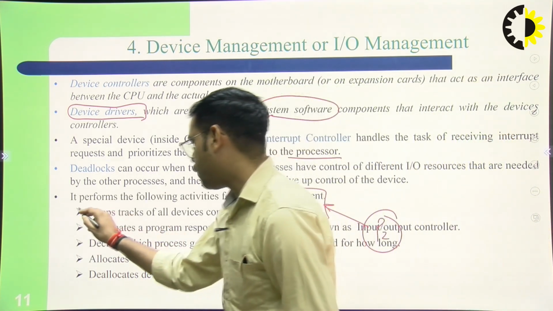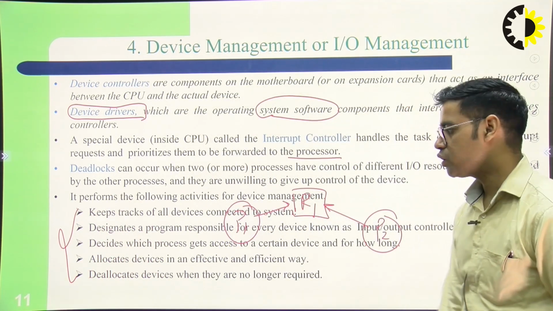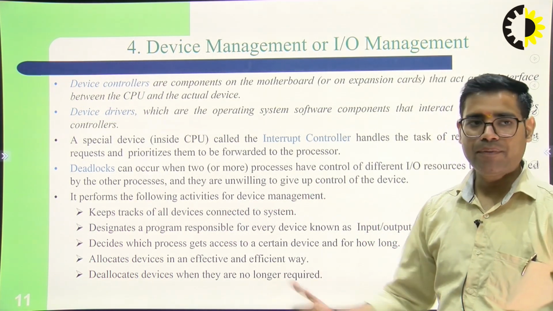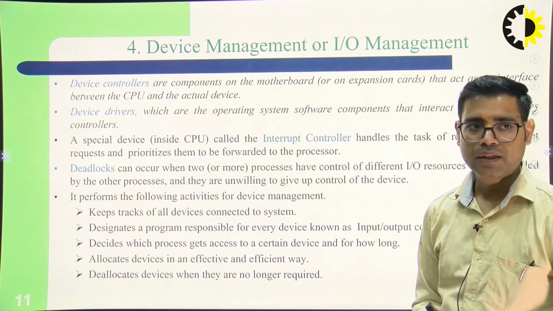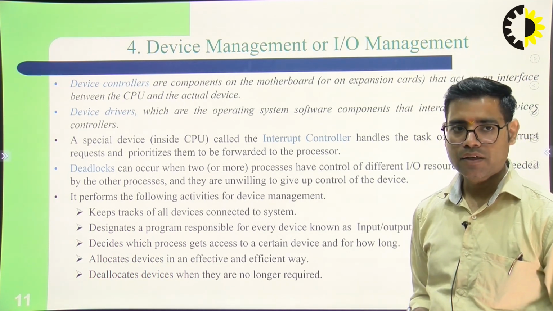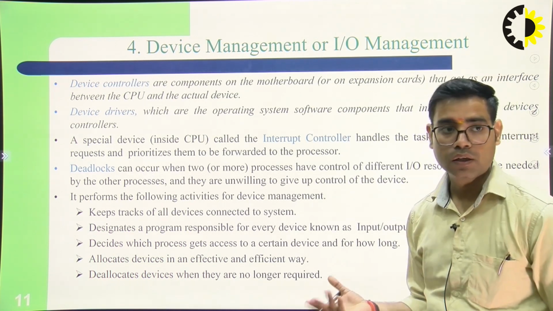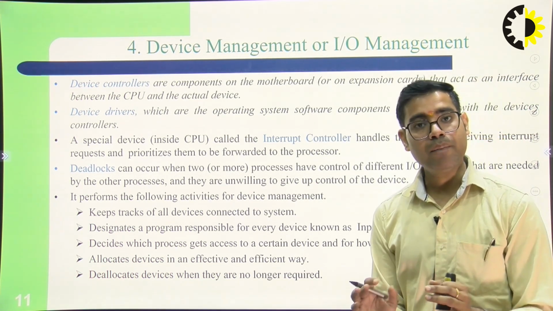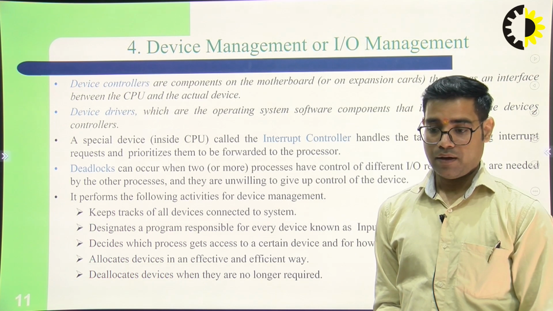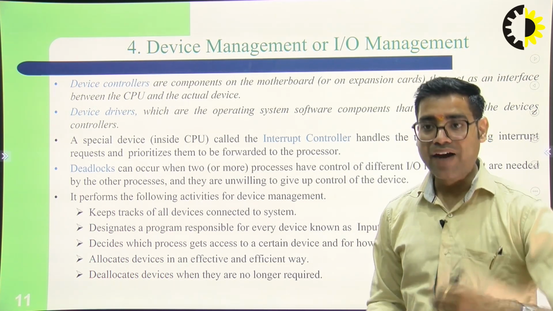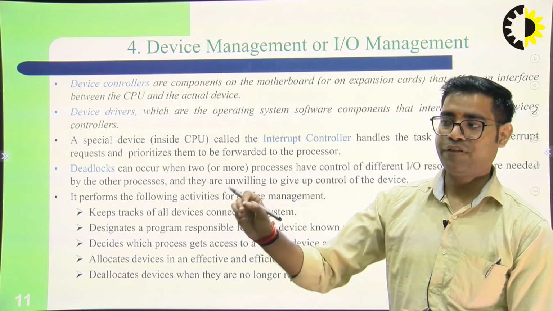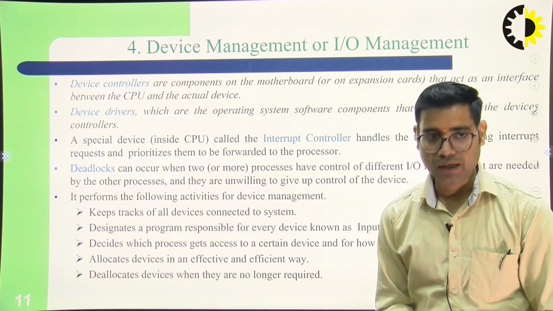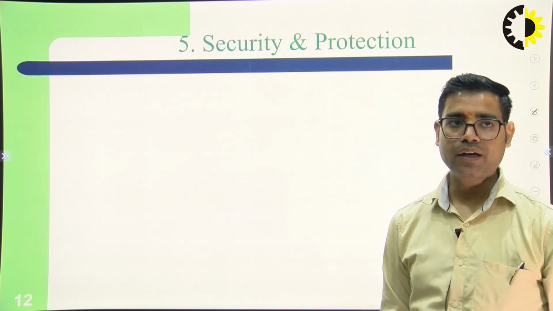Here the different activities that deal with device management are: keep track of all devices connected to a system, decide which process gets access to a certain device and for how long, and allocate devices in an effective and efficient way, because we have limited resources. So we provide the devices to the different users in an effective and efficient way, and deallocate devices when they are no longer required.